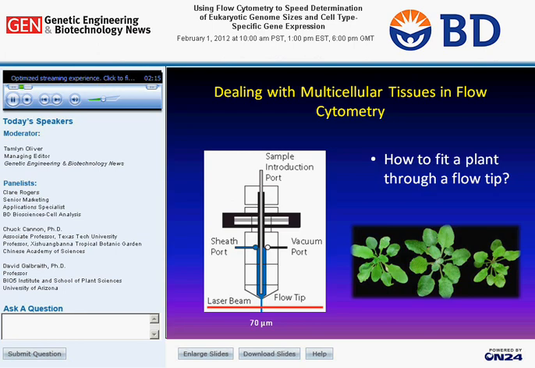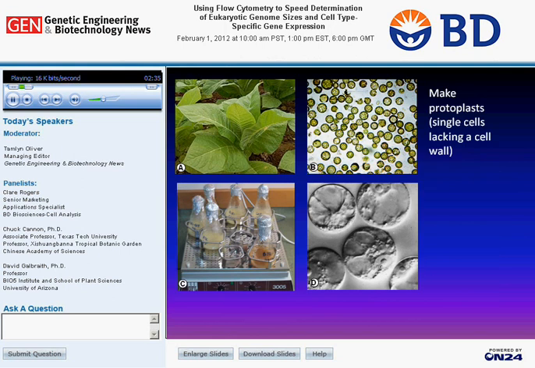In the next slide, you'll see the simple issue with dealing with plants, which are, of course, multicellular organisms: how to fit a plant through a flow tip. You see three examples here of Arabidopsis thaliana, which is the model plant used for many molecular studies. In the next slide, you'll see one approach can be to make protoplasts. That is, we digest away the cell walls and release single cells. In the cases I show here, we have leaves or we have cell cultures, and in both cases you can make these suspensions of single cells. These, of course, will fit through a flow cytometer. But when we started doing this work, we were interested in measuring the genome sizes of the individual plants.